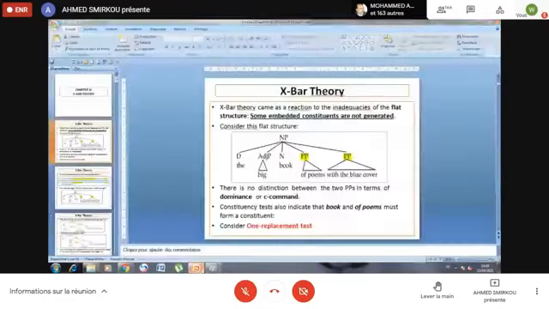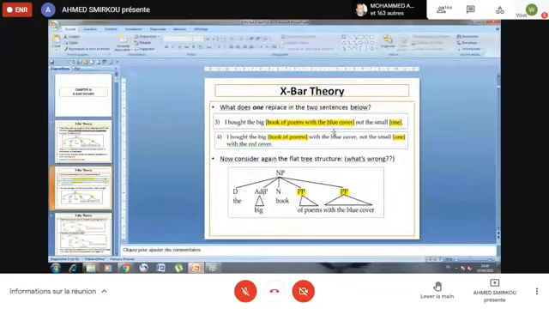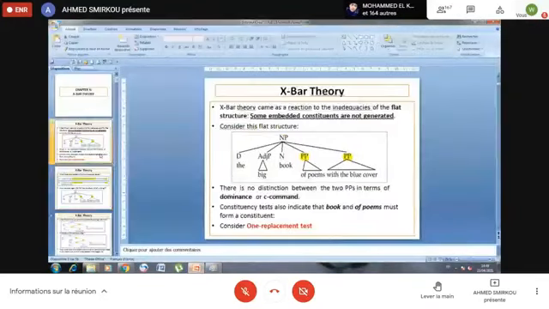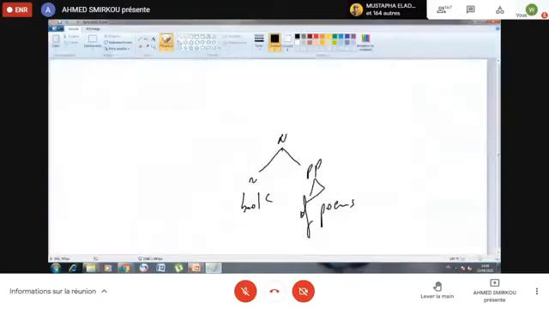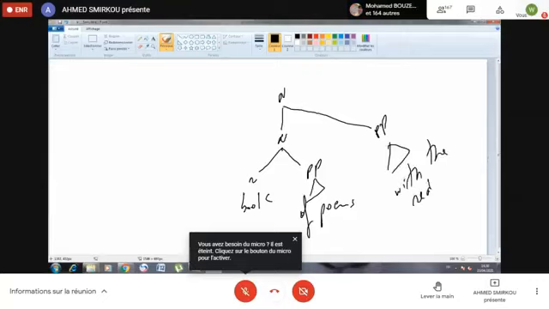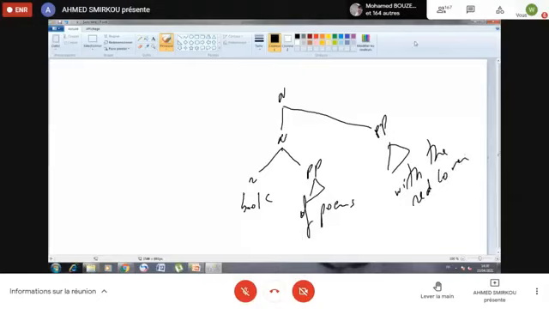And for the first example, I bought the big book of poems with the blue cover, not the small one. We said one replaces book of poems with the blue cover, which means we need a node, something like this, a node that includes only book of poems with the red cover. So this is the node that is replaced by the second example. This is the node that is replaced by the first example.